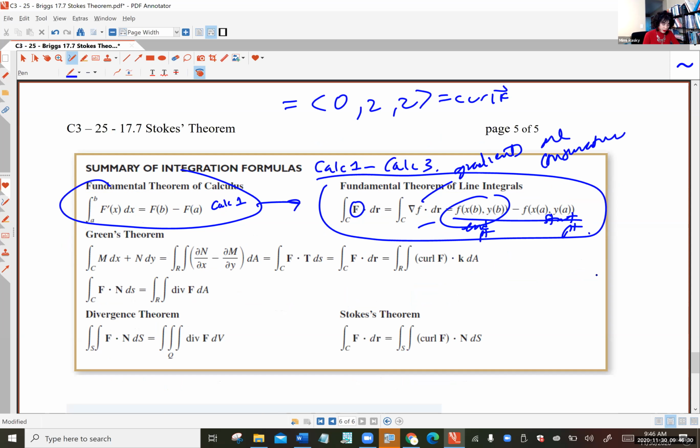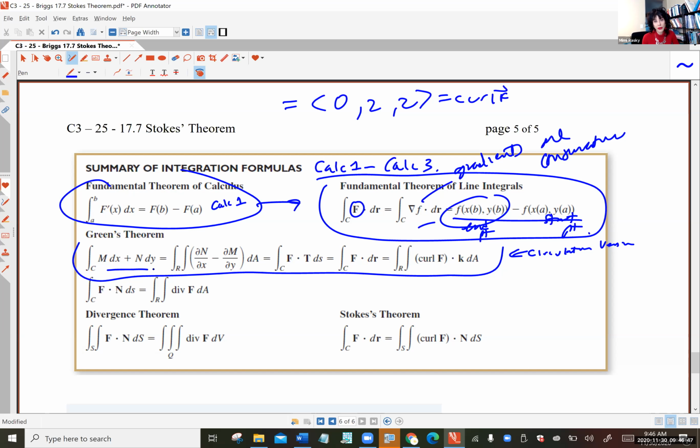Fine. And now the Green's theorem, and we're just showing you the circulation version. This is the circulation version only. But I'll go ahead and do the flux version so you definitely will know it. How do you know it's the circulation version?